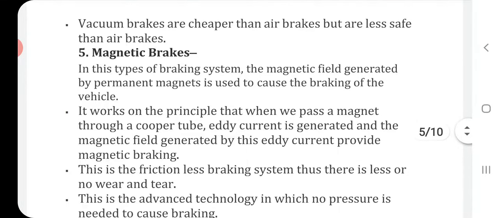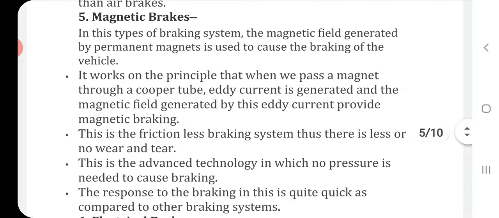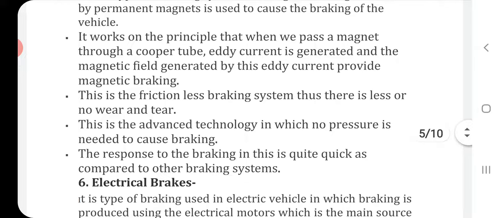So the next one is the magnetic brakes. In this type of braking system, the magnetic field generated by permanent magnets is used to cause the braking of the vehicle. It works on the principle that when we pass a magnet through a copper tube, eddy current is generated, and the magnetic field generated by this eddy current provides magnetic braking. So these are non-contact type. This is a frictionless braking system, and thus there is little or no wear and tear. This is an advanced technology in which no pressure is needed to cause braking.